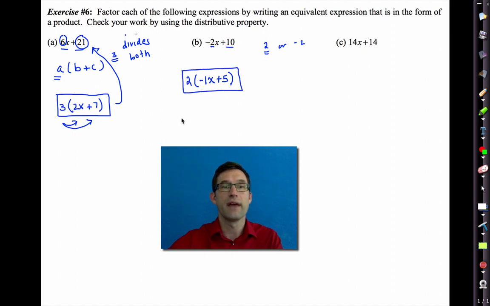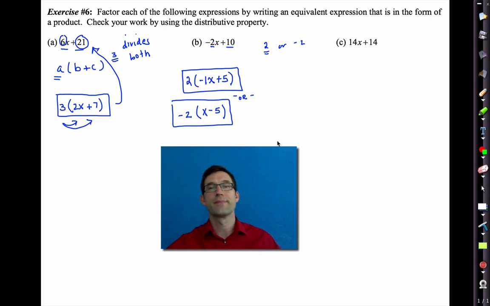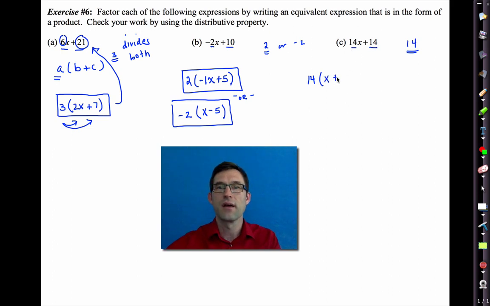On the other hand, if I had factored out a negative 2, then I would just simply have to multiply it by x to get negative 2x. This is the tricky part. And then I'd have to multiply it by negative 5 to get positive 10. Either one of these would be completely okay. All right, let's look at letter C. 14 and 14. Ooh, well, I know what divides them both. 14. So if I pull the 14 out, well, then I'd have to multiply it by x to get 14x. And then I'd have to multiply it by 1 to get 14. So 14 times x plus 1.